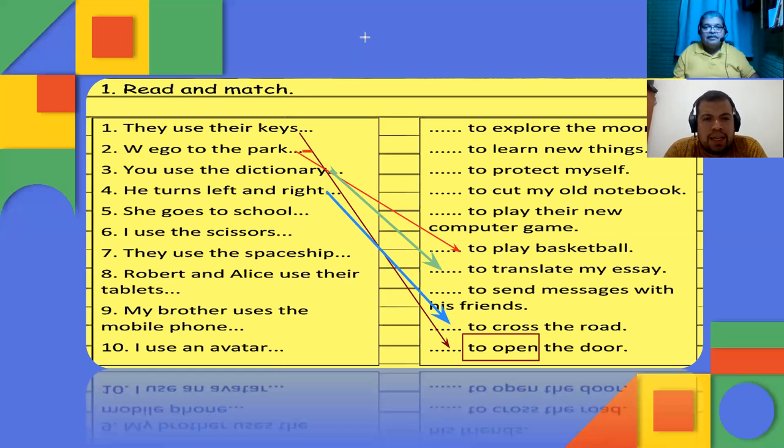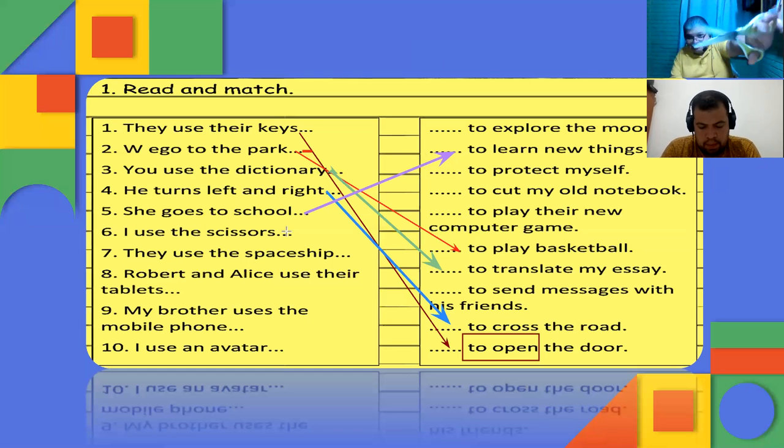Five. She goes to school to learn new things. Okay. Next. I use the scissors. No sé qué es. Scissors. Let me show you a pair of scissors. These are scissors. Look. Ah, okay. I use the scissors to cut my old notebook.